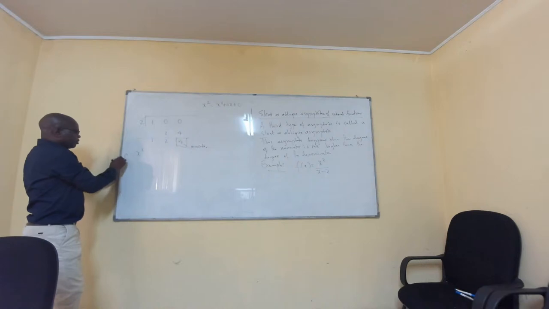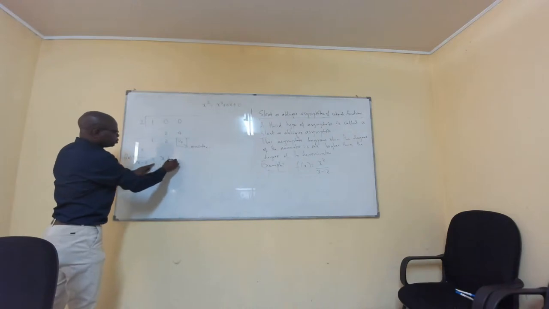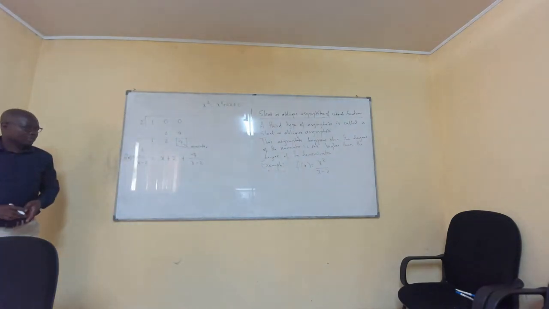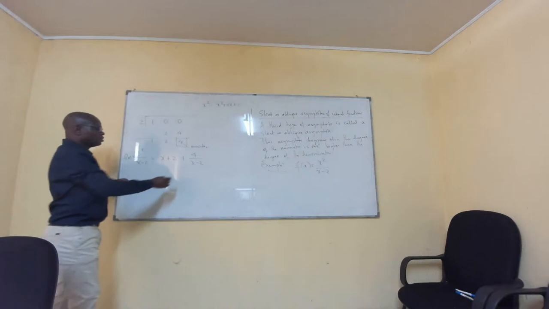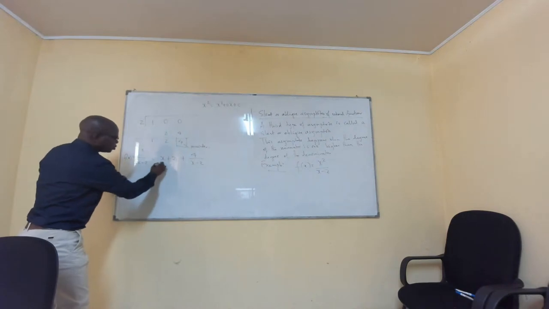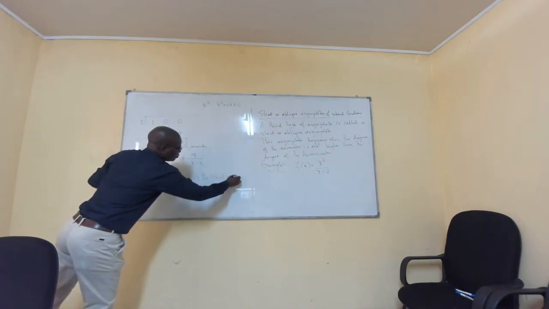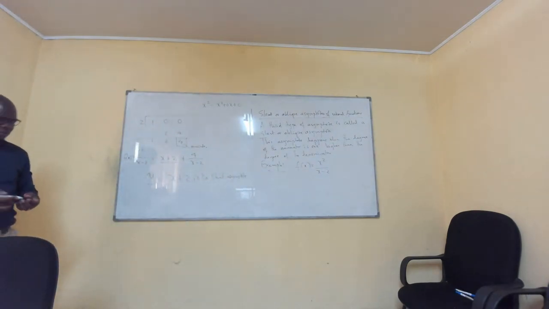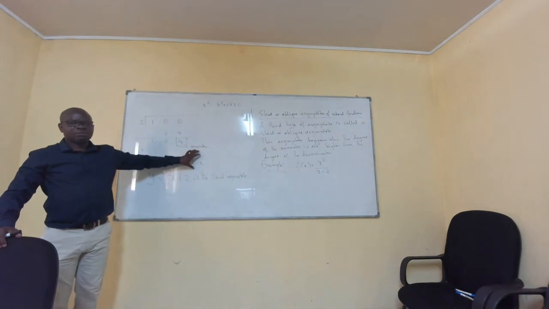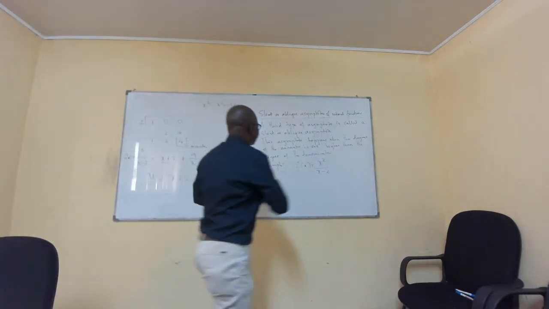So f of x equals x squared over x minus 2. You can write it as x plus 2, then plus the remainder over the divisor, which is x minus 2. To get the slant asymptote, ignore the term containing the remainder. So I'm going to ignore this part. Therefore, y equals what is left, x plus 2, is the slant asymptote. And this is why we know this. When x becomes very large, this term can be neglected because it's almost zero. So that's the idea.